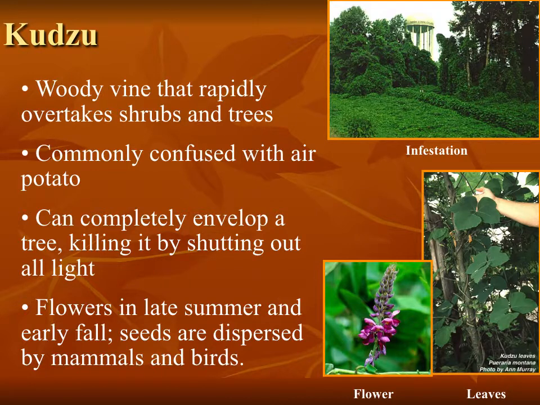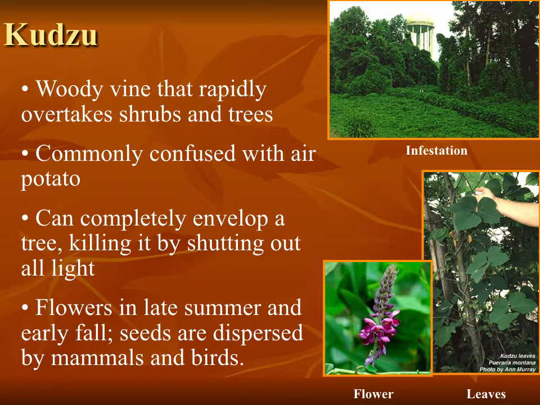We have an abundance of air potato and not very much kudzu by comparison. It can completely envelop trees, other shrubs, other plants, and basically works like a big old umbrella, outcompeting the desirable vegetation for light. It is a flowering plant. It flowers in the late part of summer into the early fall.